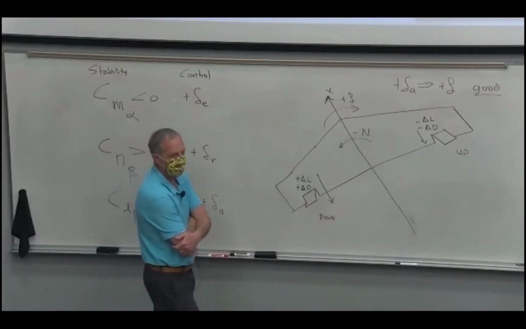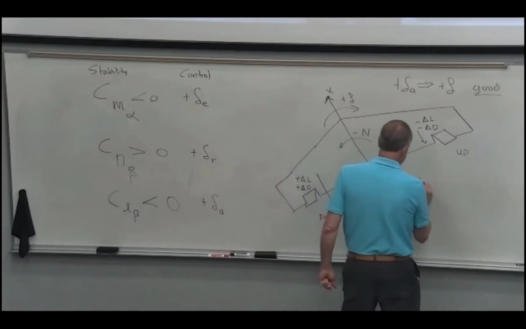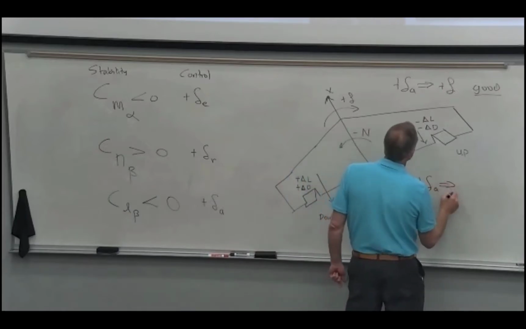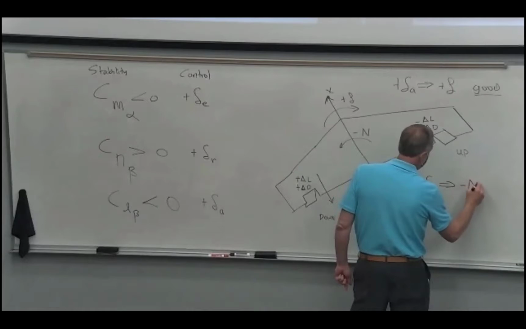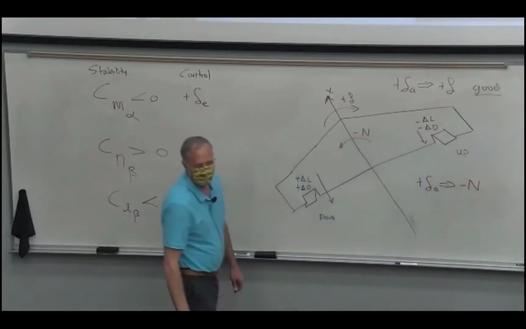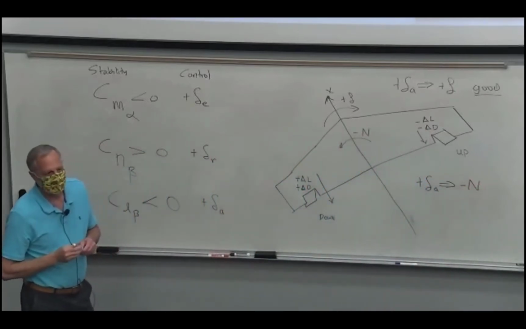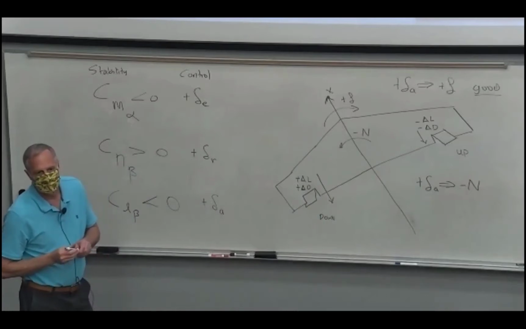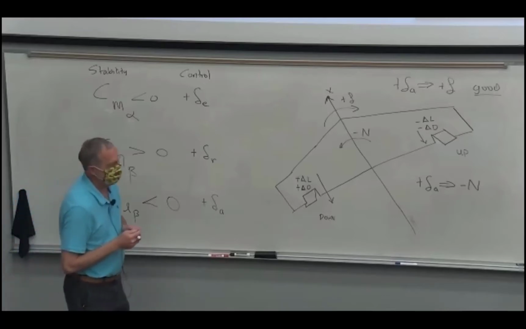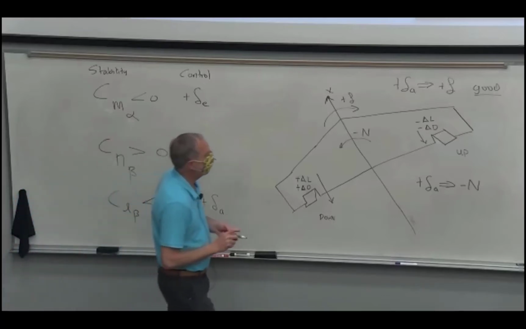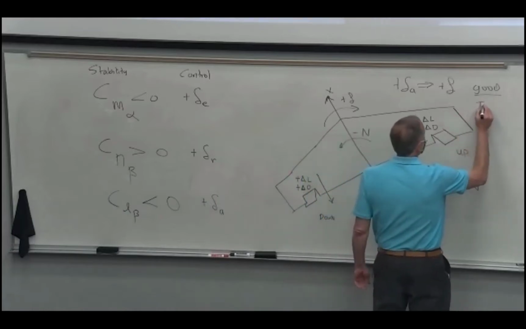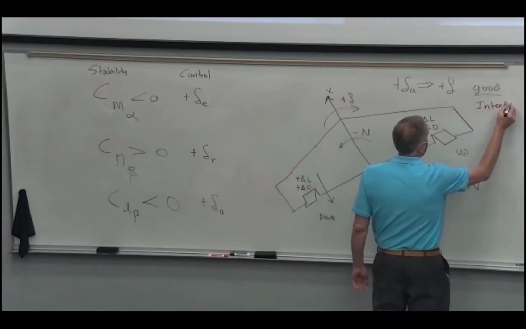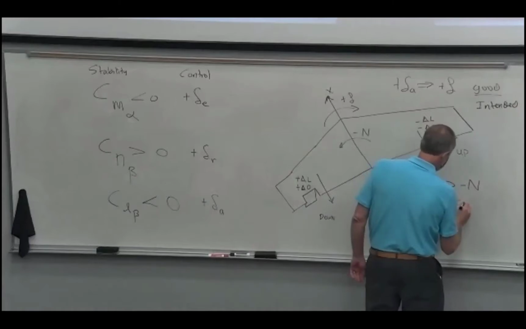How about the drag? Positive aileron gives a negative yaw. What do you think about that? Good, bad, we don't care. Is the aileron a yaw control device? No, the rudder does that. So, is this good or bad, or we don't care? Really, this is a side effect. This is the intended effect. This is a side effect.